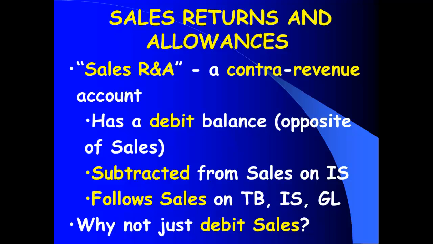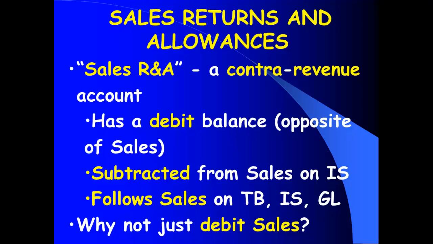To me, it kind of seems logical. If I sold something to a customer and they brought it back, it kind of seems like we ought to debit sales, doesn't it? Because we credited sales when we sold it to them. If they brought it back, why not debit sales? The reason we don't is it gives us an idea of how much of a problem we have with customer returns.